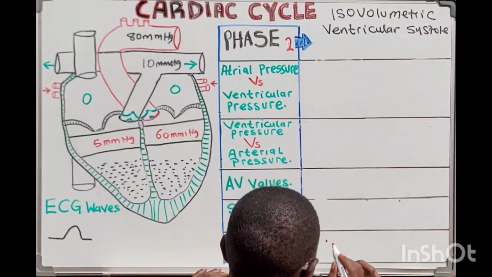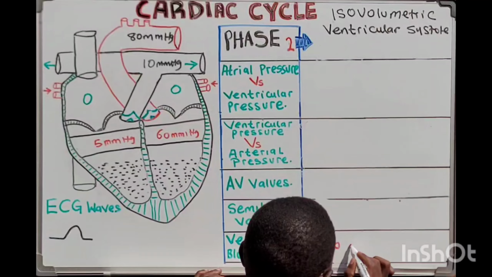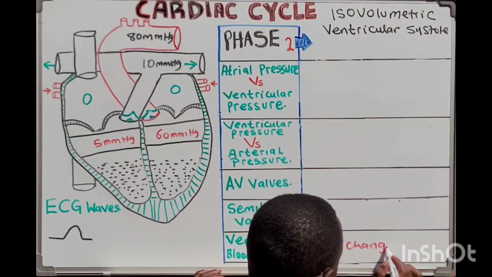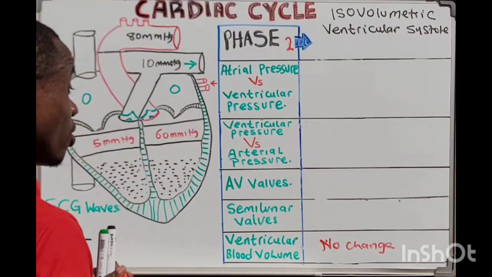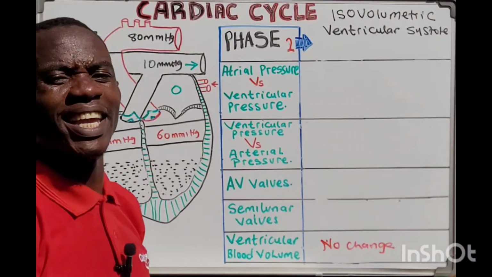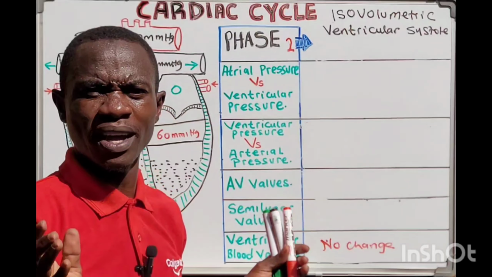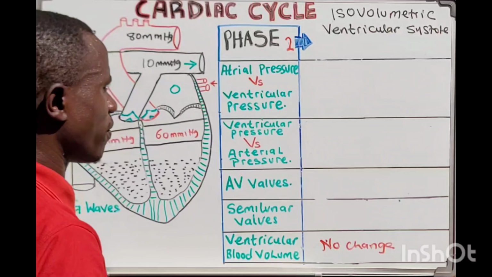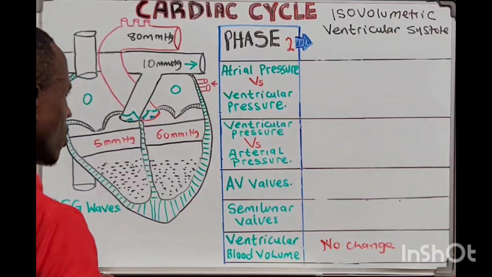Okay, so now you're going to be having no change in ventricular blood volume, meaning that the ventricles are going to be contracting in a closed chamber. Nothing is going to be moving out during isovolumetric ventricular contraction.